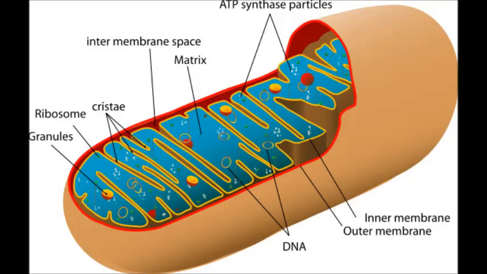Mitochondria are the power plant of the cell. Mitochondria generate ATP, or adenine triphosphate, which is used in chemical energy transfers. Mitochondria appear as organelles within the cell and have their own DNA.